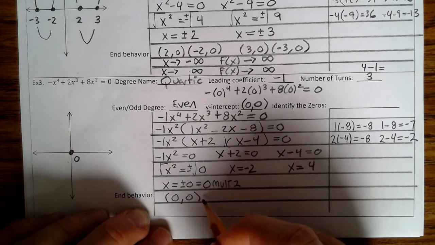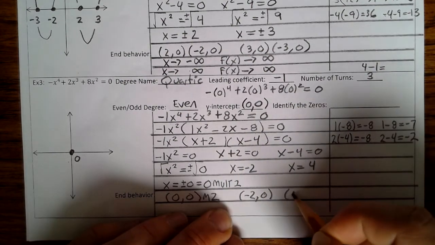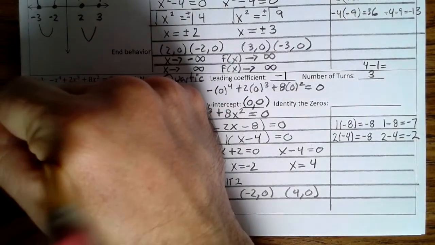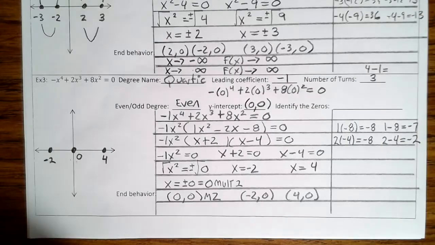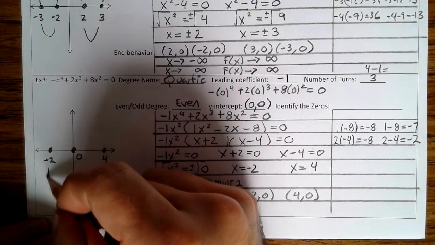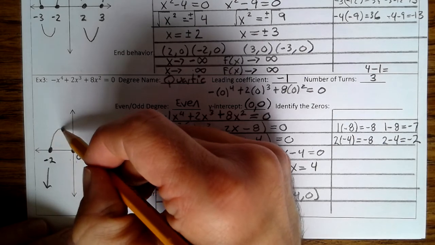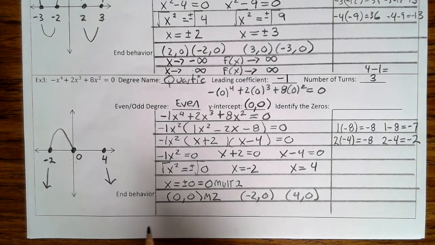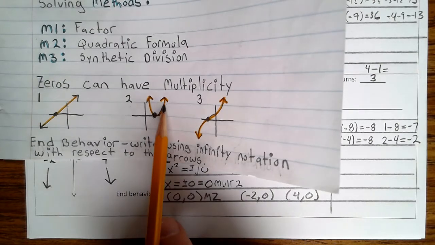So we already have the 0. We need a -2, and we need the 4. Okay. Now, we know that since it's negative, it opens downward, and it has 3 turns. So 1 turn, but here, because it's multiplicity of 2, we know from our notes that it touches and turns. So it touches, turns, there's a second turn, and then there's your third turn. Okay.